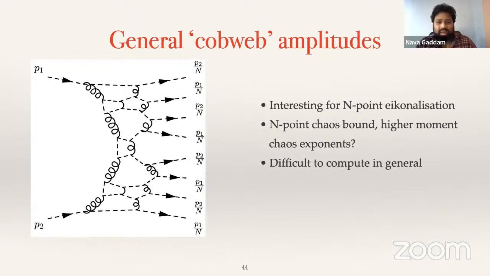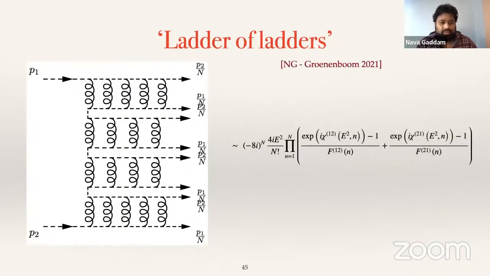However, there's a subclass of diagrams that one could compute, which I call the ladder of ladders, or maybe I should have called it a chain of ladders. So far, there's nothing special about these diagrams. It's just something that we realized that we could explicitly compute to all orders. So you could resum all of these and you get an amplitude that can be explicitly written out. It's not clear what is special about these. And perturbatively, one could correct this to include general cobweb diagrams, but we were unable to resum all of them for n-point functions.